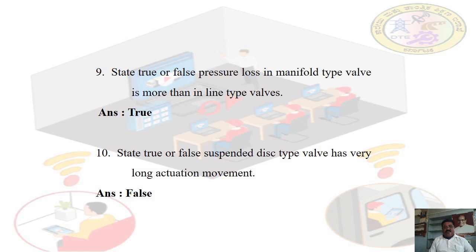Next, state true or false. Suspended disc type valve has very long actuation movement. Of course, the answer is false. The statement is false. The disc type valve has a quick actuation movement. So that's why this statement is false.